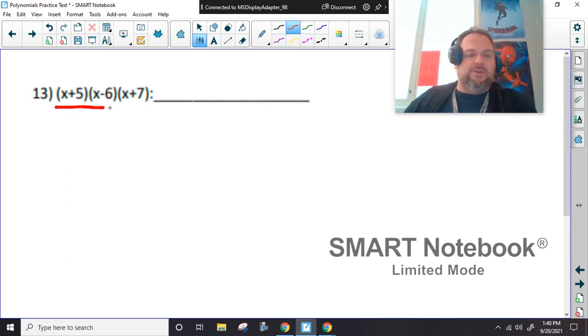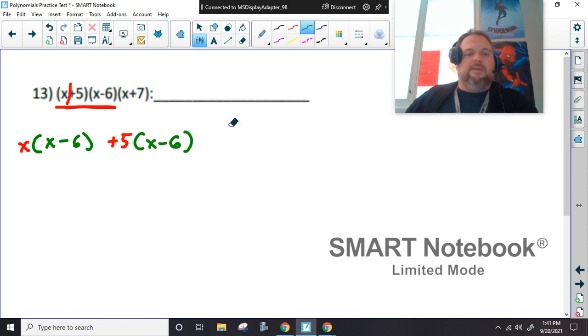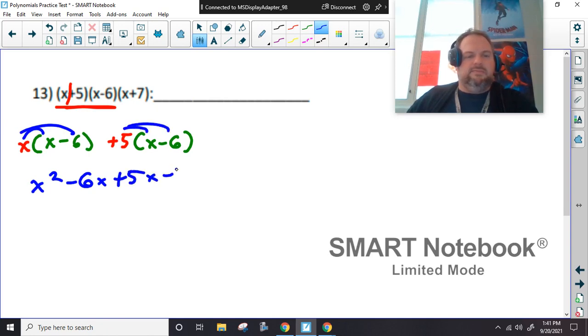So, first thing, I'm going to do this part first. I'm going to say x and then plus 5 here. Whoa, I just totally did the wrong thing. This is what I get for not paying attention. So, we multiply. x squared minus 6x plus 5x minus 30. All right, these combine.